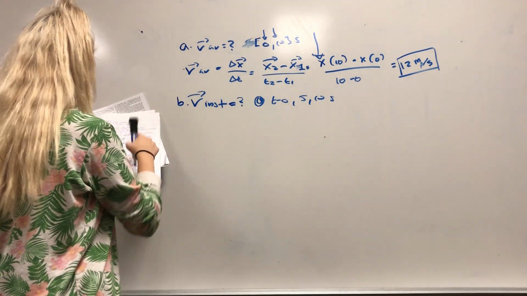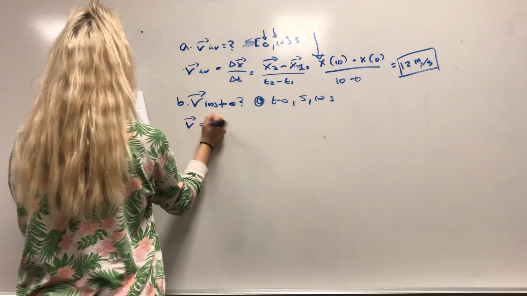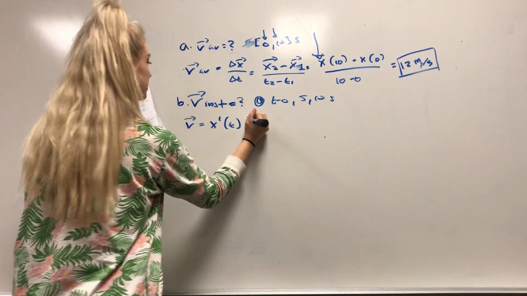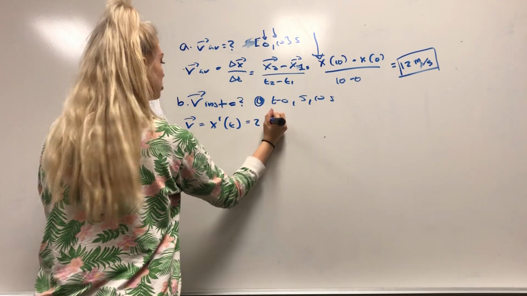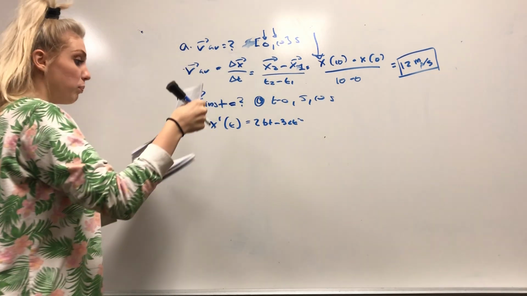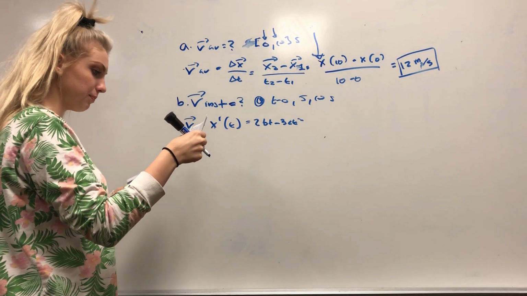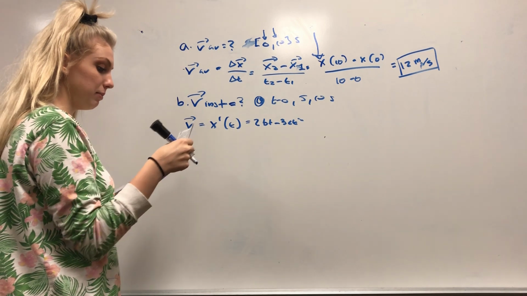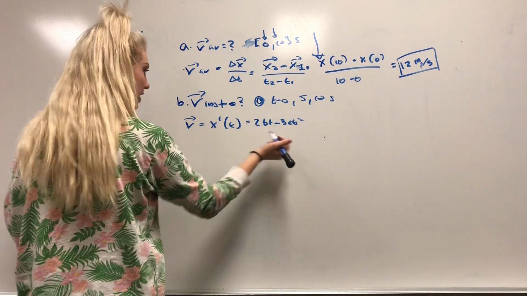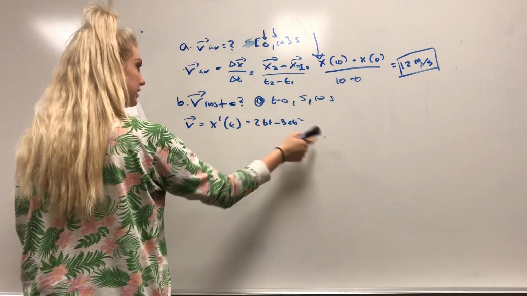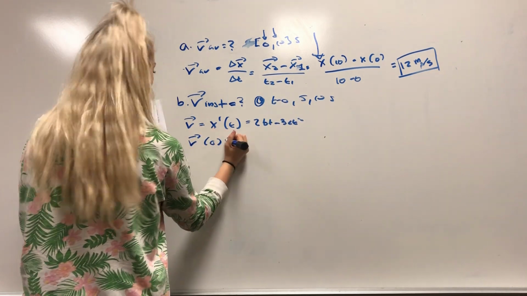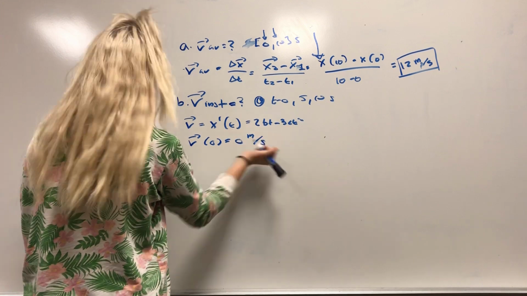So let's see here. Velocity is equal to the derivative of position, which is just from the equation they gave us, 2bt minus 3ct squared. Once again, b being 2.40 and c being 1.20. Alrighty. So, and then I just plug in each point into here. So I have that the instantaneous velocity at time 0 is 0 meters per second.